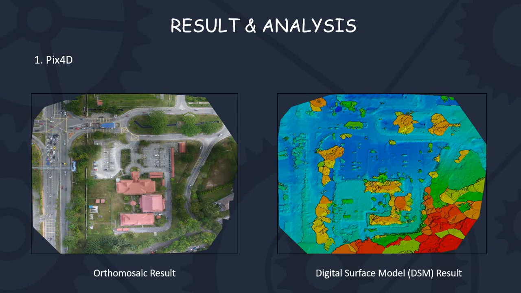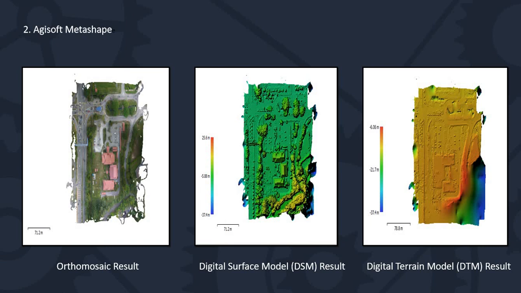This is the result and analysis for Pix4D. The first picture is the orthomosaic result, and the second is the digital surface model, the DSM result. This is for Agisoft Metashape. The first is the orthomosaic, the second is the DSM, the digital surface model, and the last one is the digital terrain model, DTM.